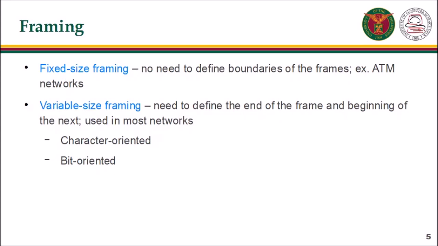Frames can be of fixed or variable size. In fixed size framing, there is no need for defining the boundaries of the frames. The size itself can be used as a delimiter. In variable size framing, which is prevalent in local area networks, we need a way to define the end of one frame and the beginning of the next. Historically, two approaches were used for this purpose: a character-oriented approach and a bit-oriented approach.